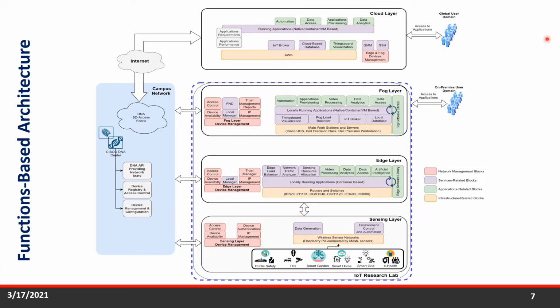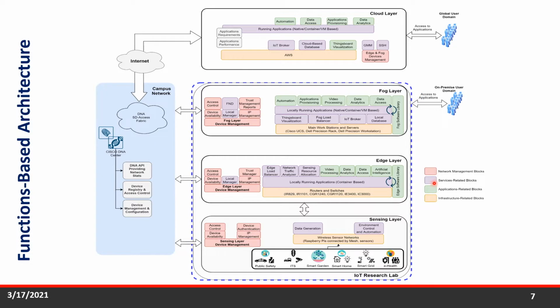The network management blocks span through the different layers and include functionalities like device management, IP management, device availability, and also the cybersecurity requirements, including access control, authentication, and trust management, just to mention a few.